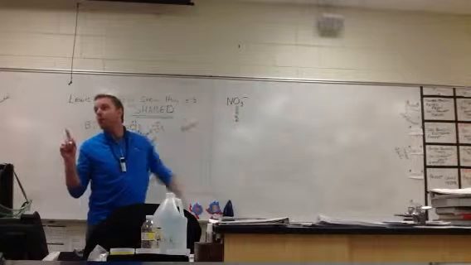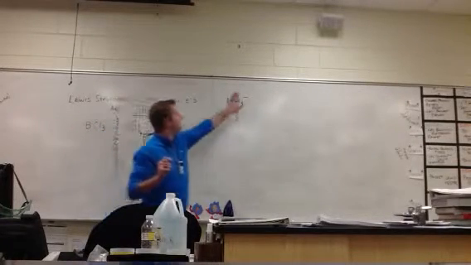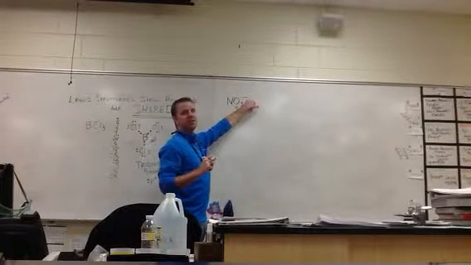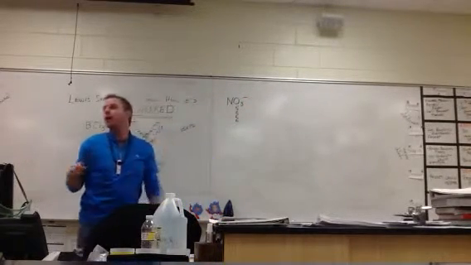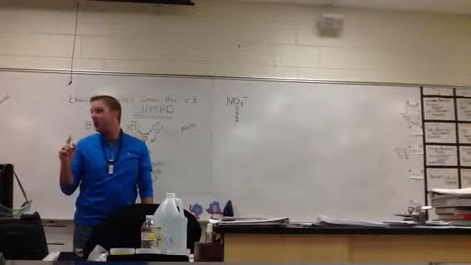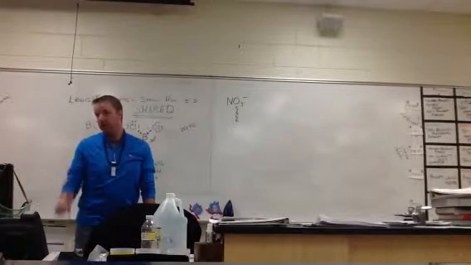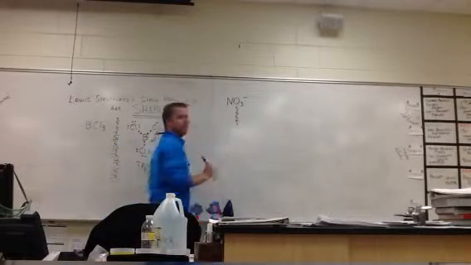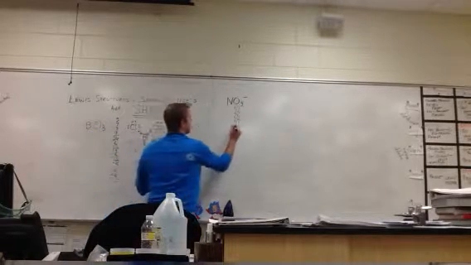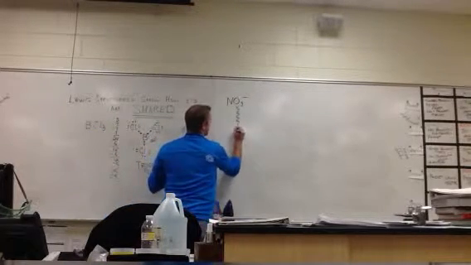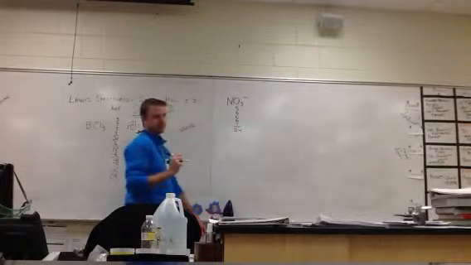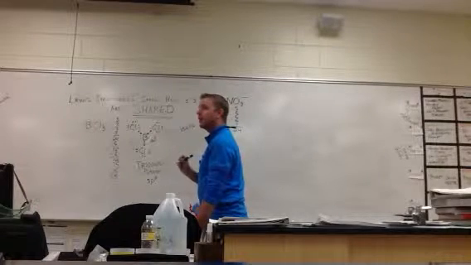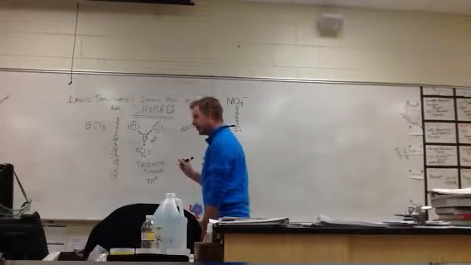Now we have to account for one more thing. If it was NO3, then it would be 5 plus 6 plus 6 plus 6, right? But this thing's negative. And that means it has added 1 electron. And so we have one more additional electron that we need to put in. So our total here is 24. So now we have to account for 24 electrons.